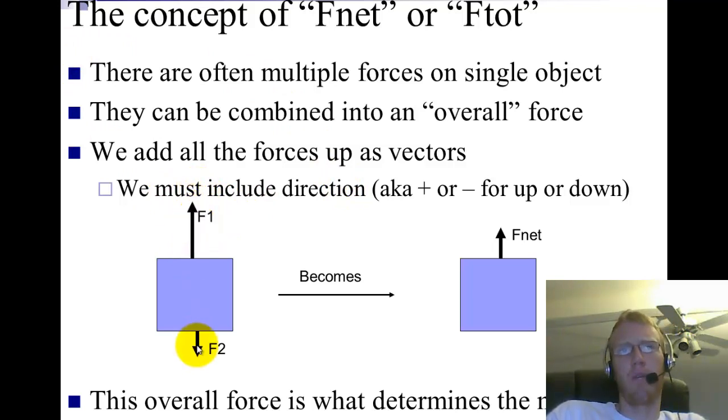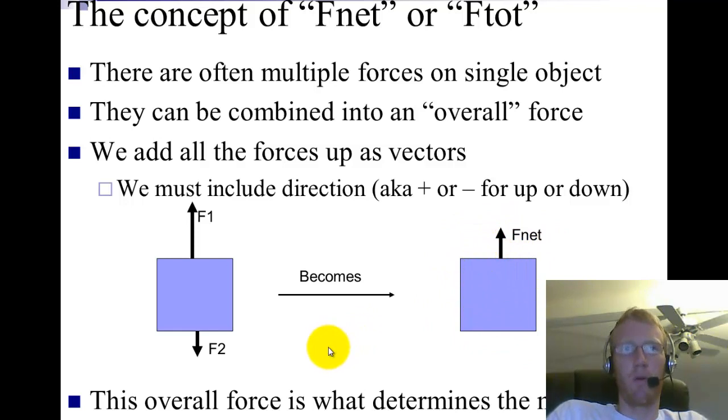If you've got F1 up and F2 down, again, look at the lengths of this. F1 is bigger than F2. So when you add these two together as vectors, F2 counts as negative because it's pointing in the opposite direction as F1. So the net effect is that it's still upward because F1 is bigger than F2, but it's not quite as large. So the total overall force would be up.